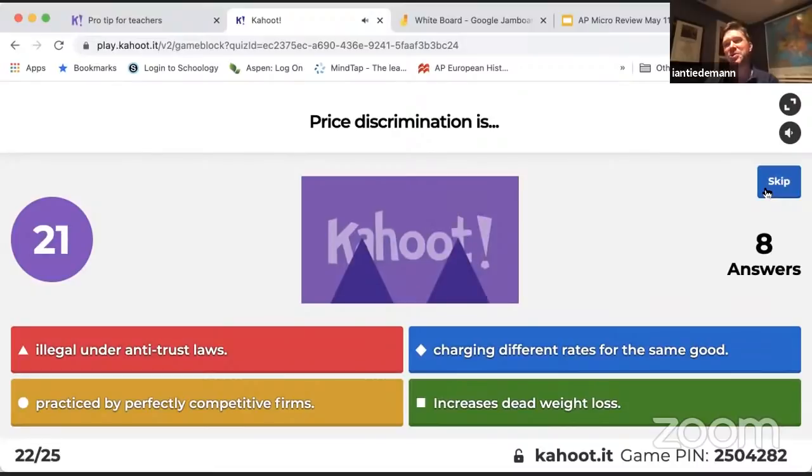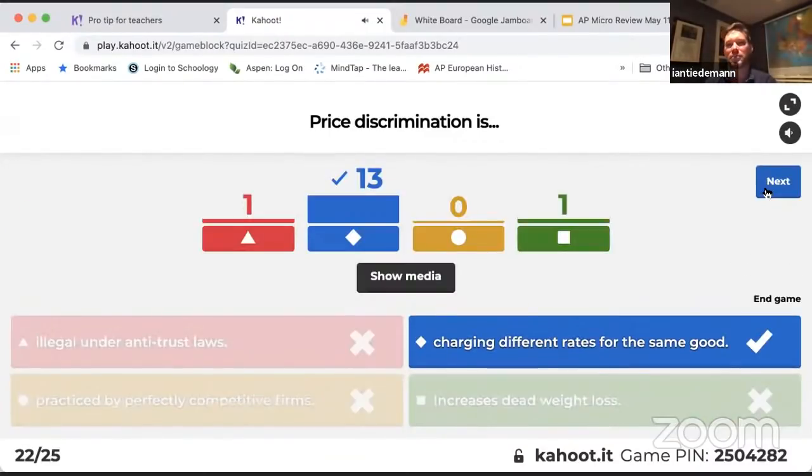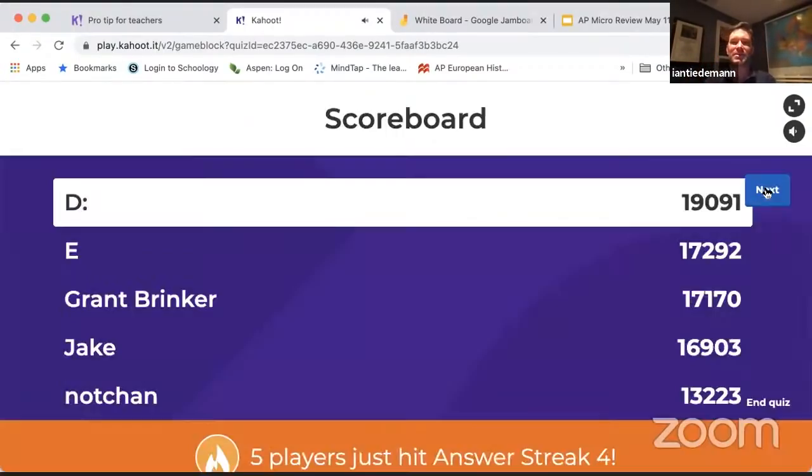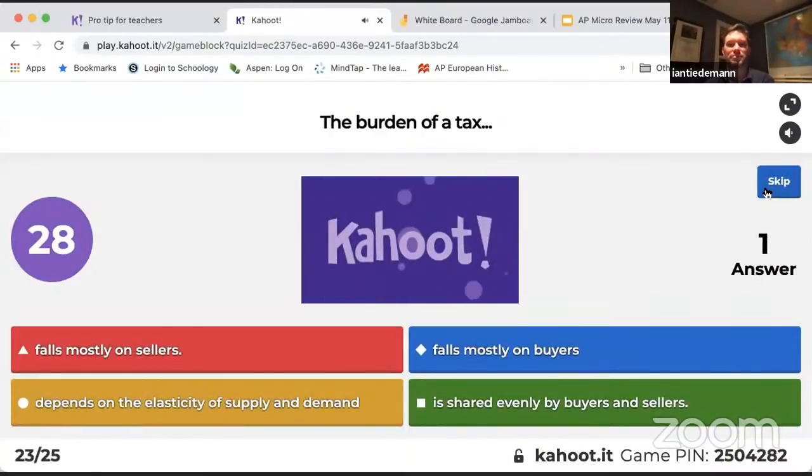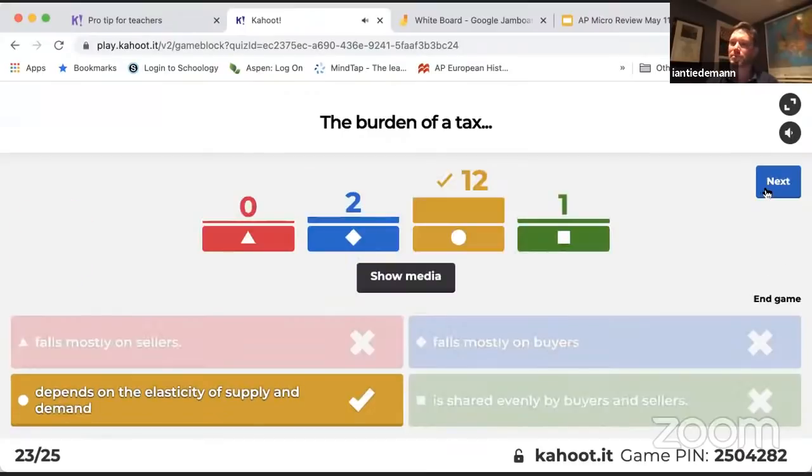This is a definition one. So I hope that you all get this right. You've all experienced this in life, and so you knew the answer. Different rates for the same good. All right, that's amazing. That was a harder one. So I'm really happy people got that right.